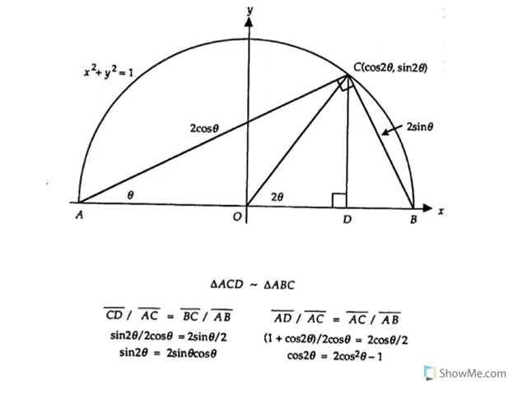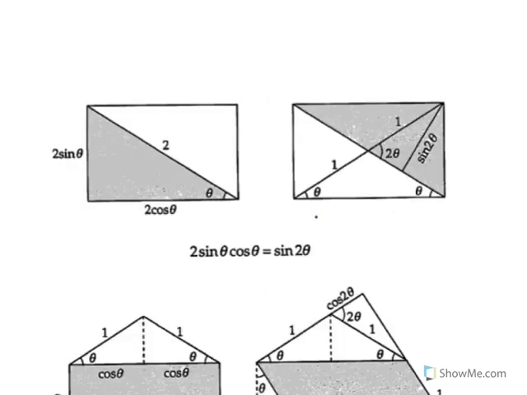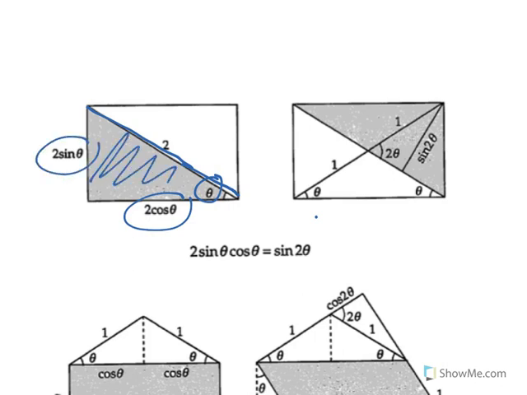This is a very similar picture with a similar proof. And this one's real interesting. We have a rectangle with a diagonal of 2, and if this is theta, this is 2 cosine theta. It's hypotenuse times cosine theta. This is 2 sine theta. So the area of this triangle is 2 sine theta cosine theta, 1/2 base times height. On the other hand, this other triangle has to have the same area up here.